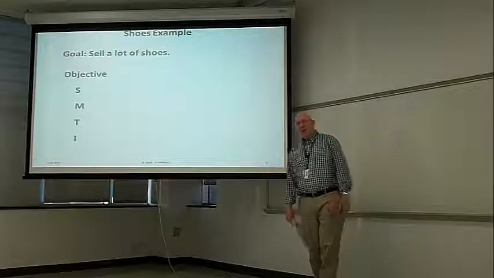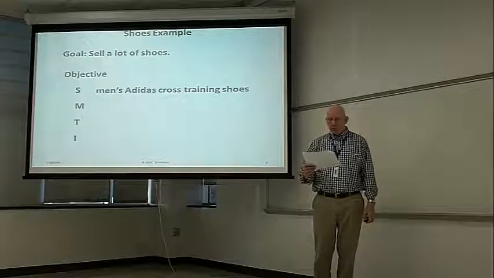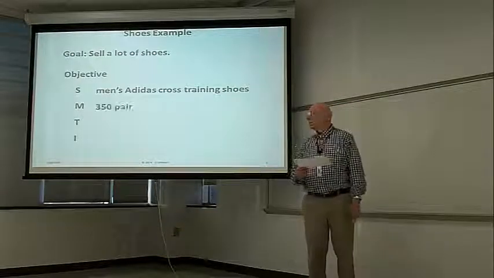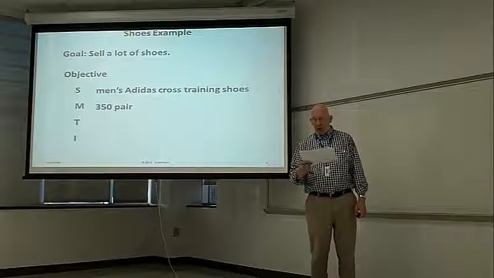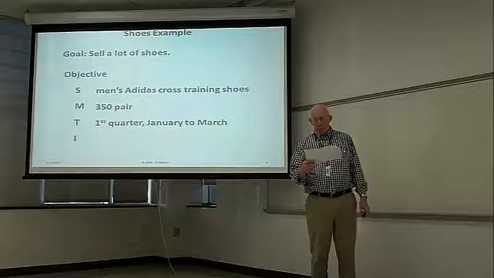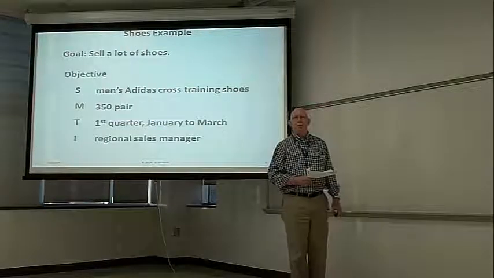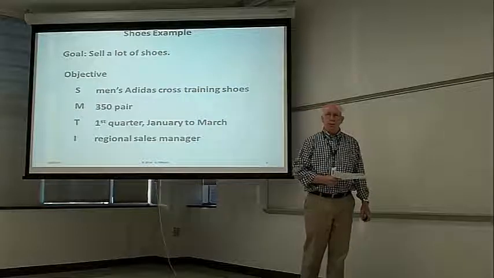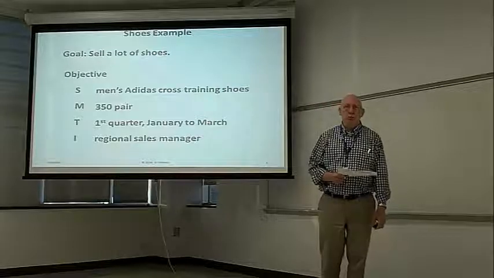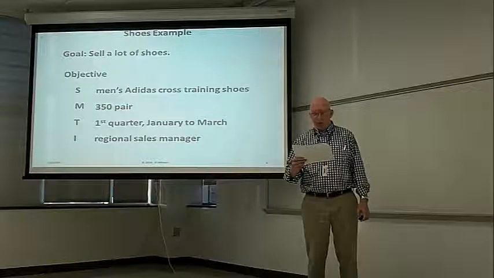Okay, goal is to sell a lot of shoes. Fair enough. Objective, the specific part, is men's Adidas cross-training shoes. Measurable, 350 pair. Time frame, first quarter, January to March. And the individual responsible is the regional sales manager, who is certainly going to talk to the district sales managers, who will talk to the store sales managers, who will talk to the salespeople, and everybody's going to have a piece of this overall objective.